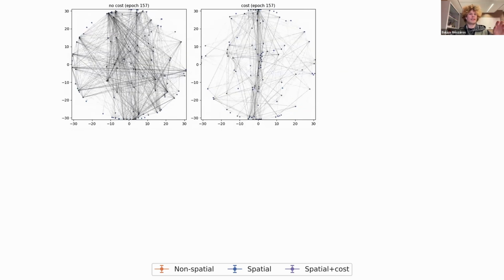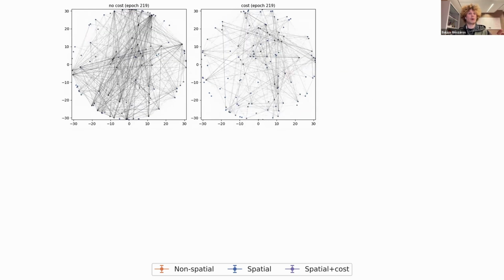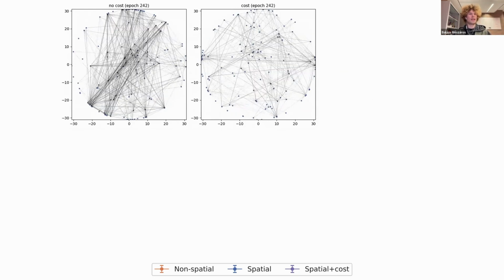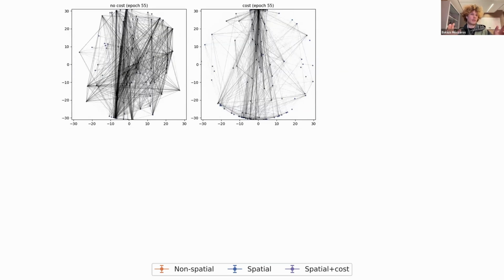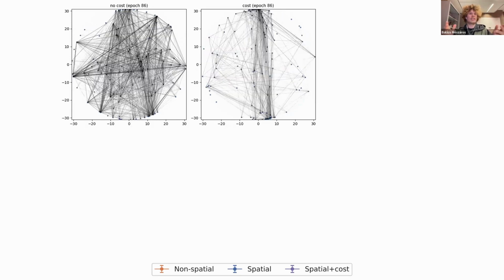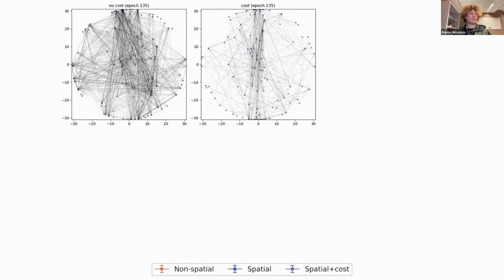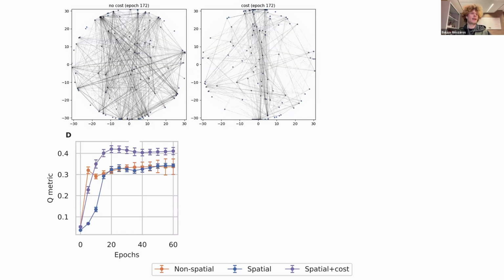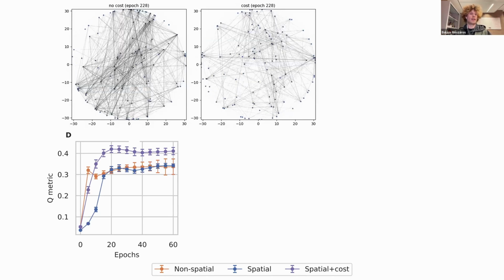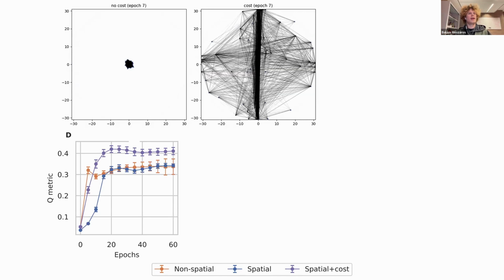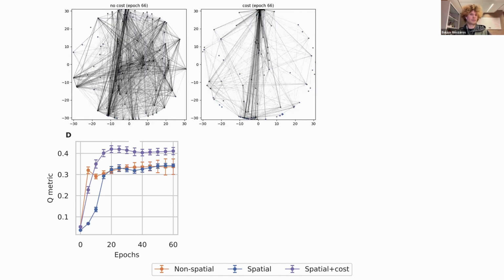But something I didn't say is that we denote these synaptic strengths with line thickness, and we see if we don't introduce this cost term, then we have more long strong connections, and if we introduce the cost term, then we have fewer of them. And we measured a couple of metrics throughout training. The first one we measured was this Q metric, which is equivalent to modularity basically. And we see that we need to introduce this cost term to achieve higher modularity.